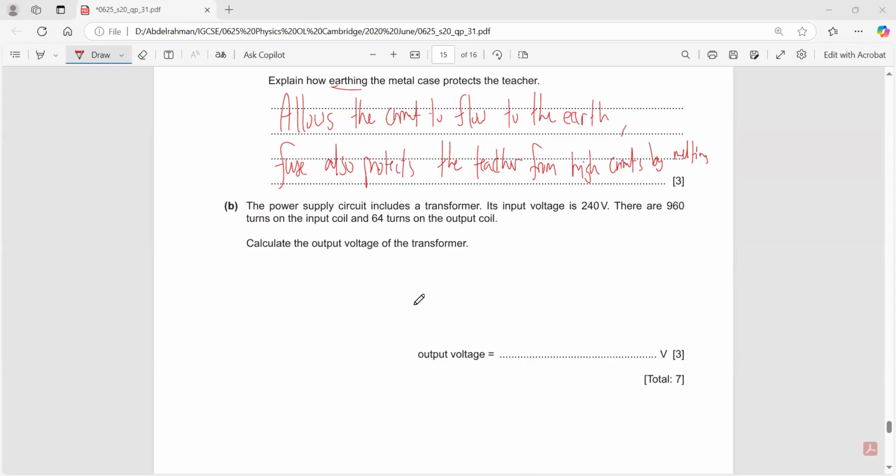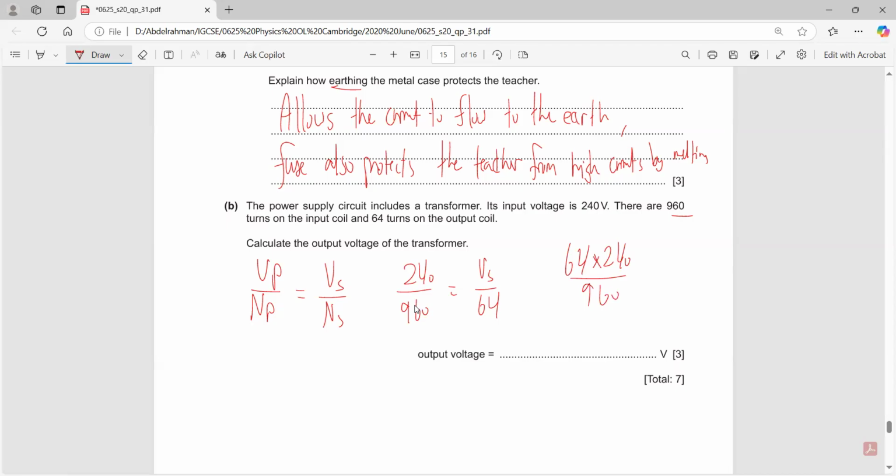Which equation should I use? I should use the equation Vp over Np equals Vs over Ns. 240 volts over Np, 960 turns on the input coil, equals Vs, which is the output voltage, over Ns, 64. All you need to do is cross multiply. So basically 64 times 240 over 960, which is around 16 volts.